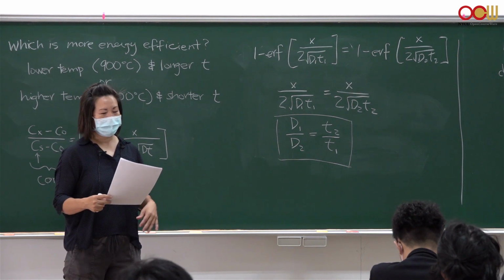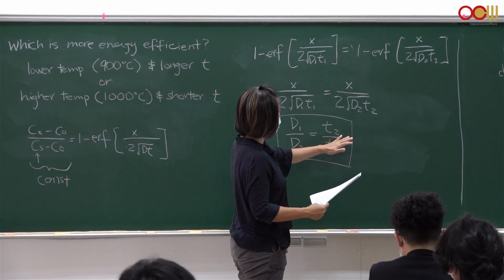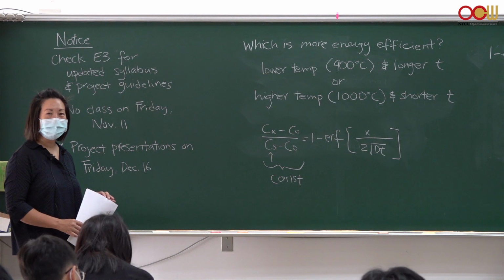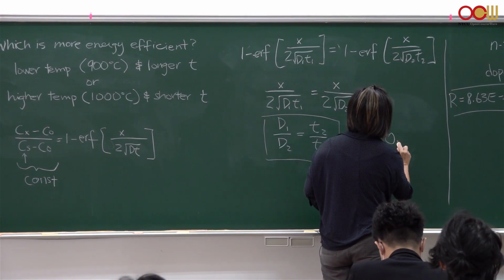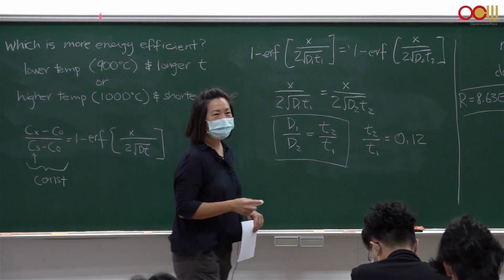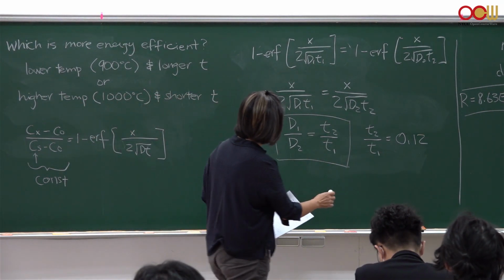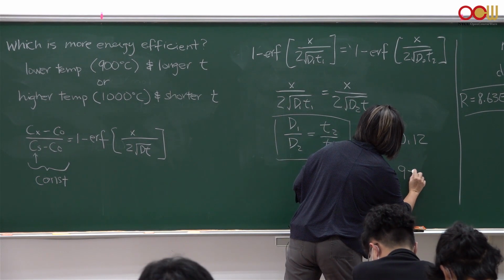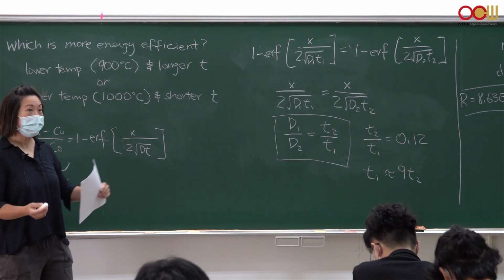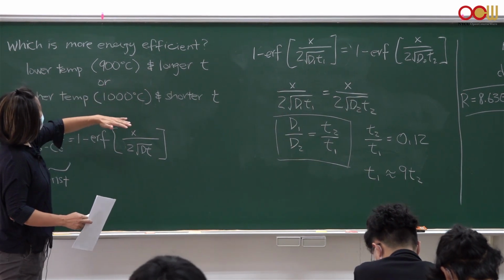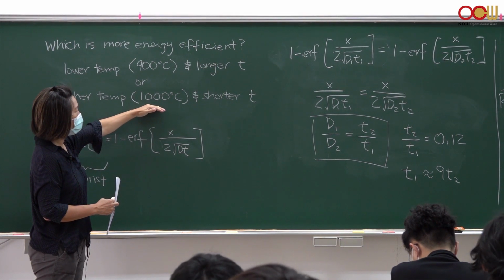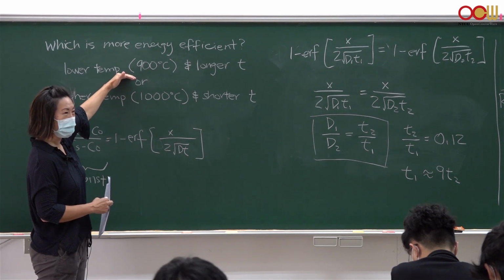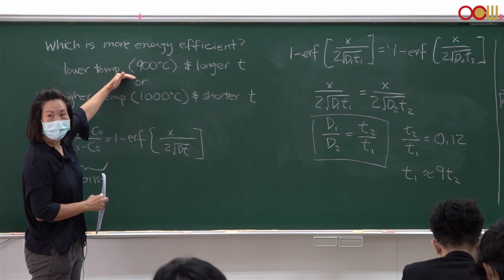Okay, now can you tell me what is T2 over T1? Anyone have a ratio for T2 over T1? Did anyone get anything different? Okay, that's the number I got also. So we could say that T1 is roughly equal to 9 times T2, right? So if we were to heat at 1,000 degrees for 1 hour, that would be T2, that would mean at 900 degrees C, we need to heat the same wafer for 9 hours.